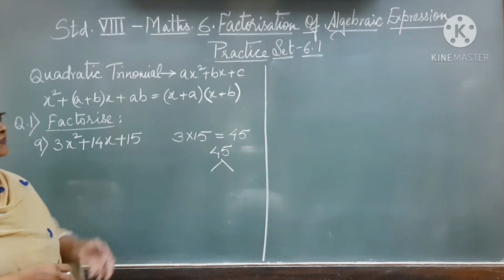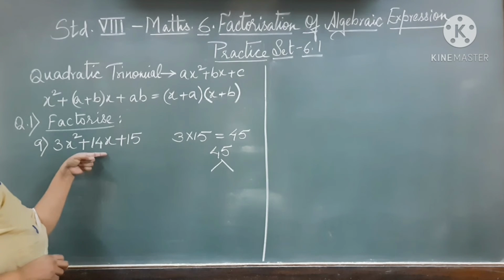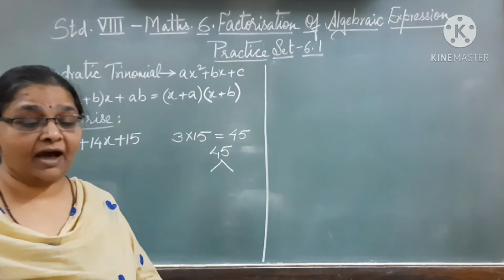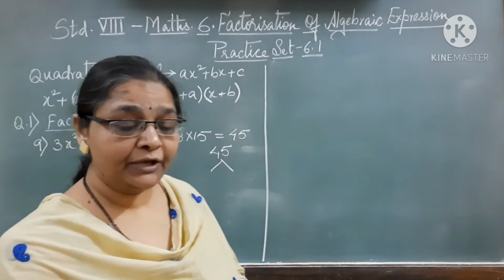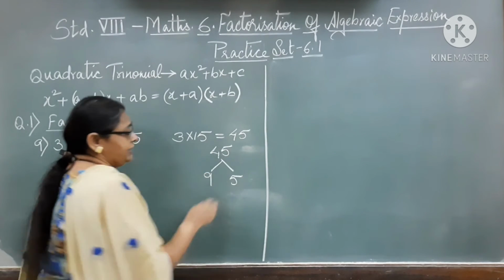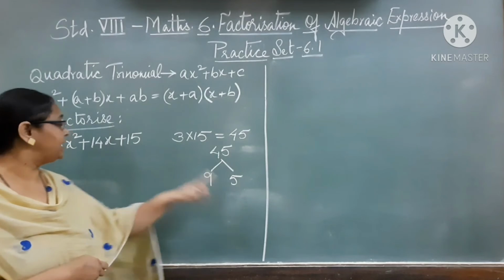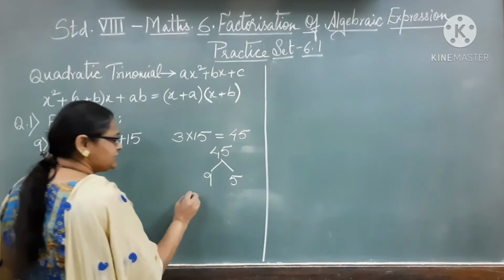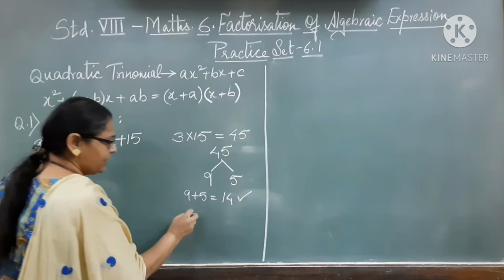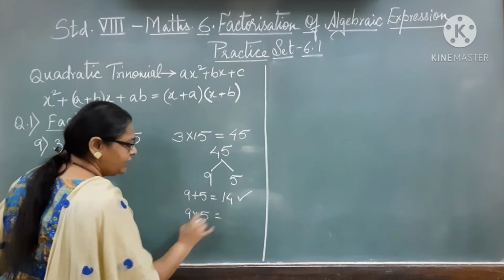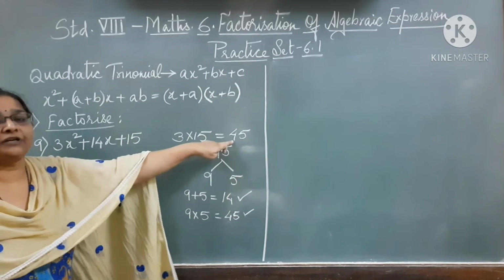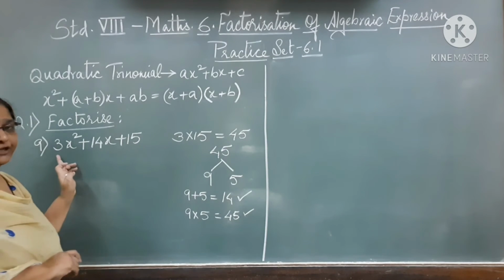So 15 3s are 45, I have. I need 14 as the sum. Now can anyone just think of which factors I can use for that? Let me use 9 and 5. I know 9 plus 5 is 14, right? So let me just check. 9 plus 5 is equal to 14, of course. And when I multiply 9 with 5, 9 5s are 45. So I also get the constant term multiplied with the coefficient of the first term.